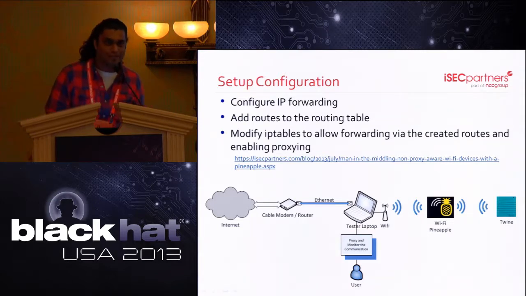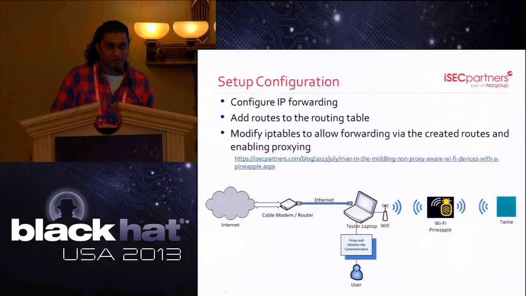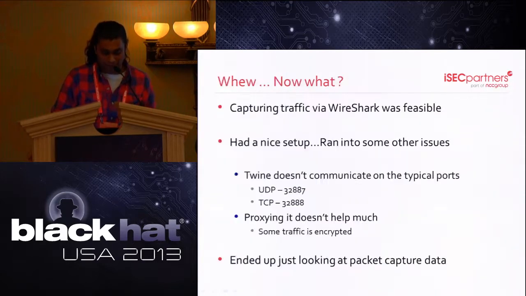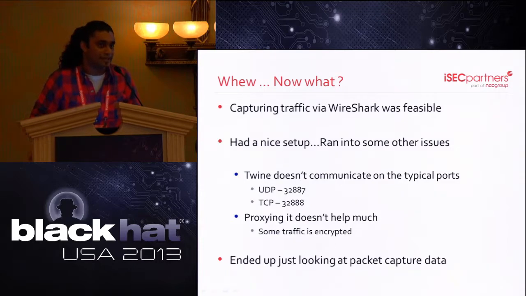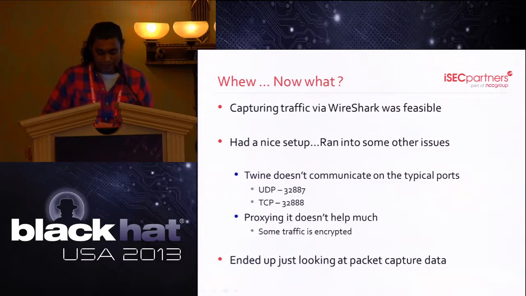So we had all this set up. We were now man in the middling the actual network, the communication between Twine and its Supermechanical web server. But we ran into a little bit of trouble right there. Twine communicates over a couple of high order ports, nothing to be concerned about. But proxying really didn't help much, because some of the traffic between Twine and the Supermechanical servers is actually encrypted. So we basically ended up looking at all the packet captures that we'd captured using Wireshark. That was what we based most of our analysis off of.